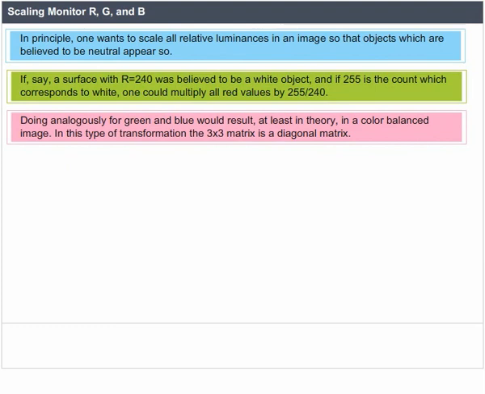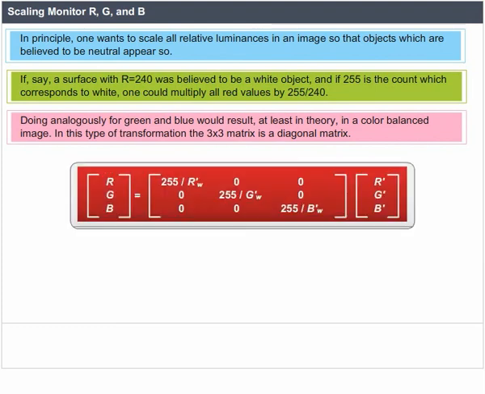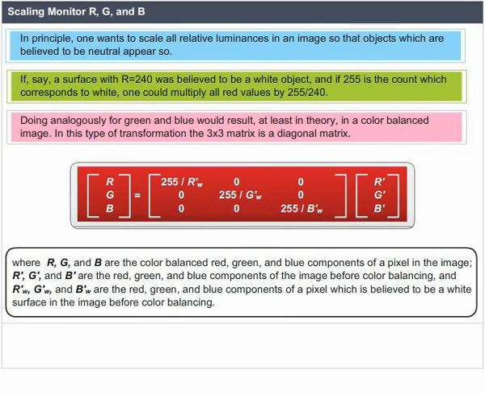Doing analogously for green and blue would result, at least in theory, in a color-balanced image. In this type of transformation, the 3x3 matrix is a diagonal matrix, where R, G, and B are the color-balanced red, green, and blue components of a pixel in the image. R', G', and B' are the red, green, and blue components of the image before color balancing, and R'_W, G'_W, and B'_W are the red, green, and blue components of a pixel which is believed to be a white surface in the image before color balancing.